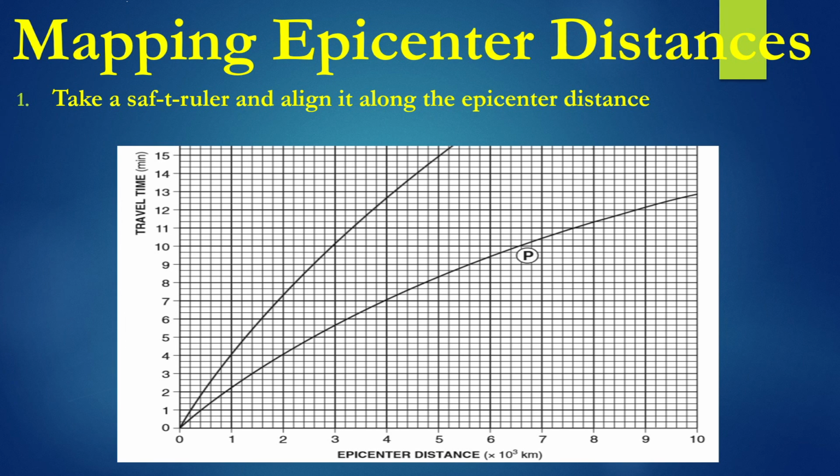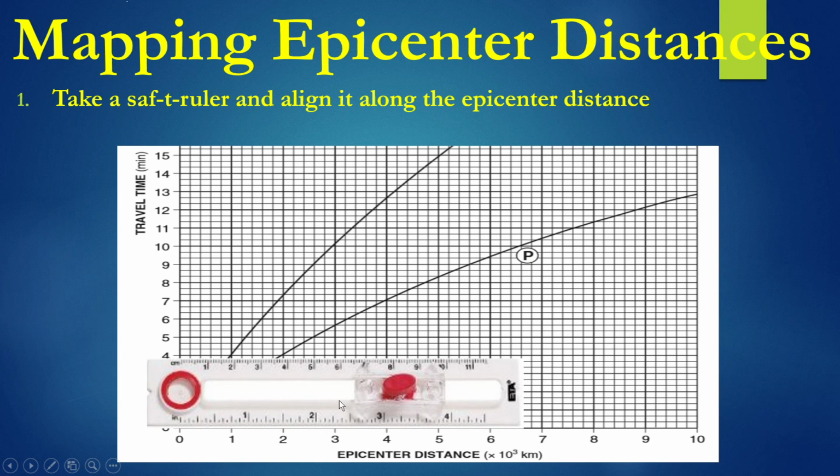But anyway, here's how you start plotting this stuff. This is now mapping an epicenter distance. You have to take your safety ruler and align it along the x-axis. You can see how the 0 on the ruler is on the 0 on the x-axis here. And you're gonna have to believe me on this one, but this part of the ruler actually moves. It slides back and forth.